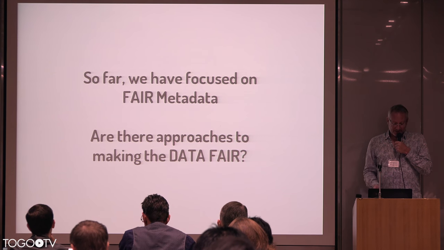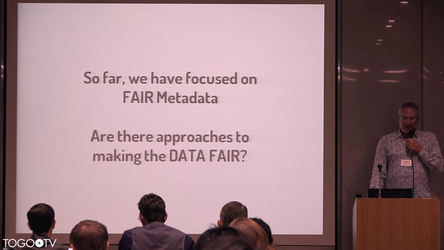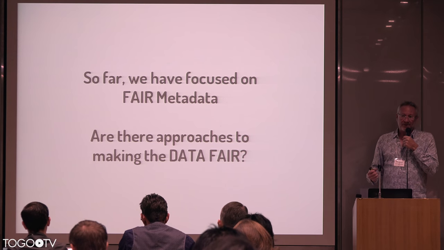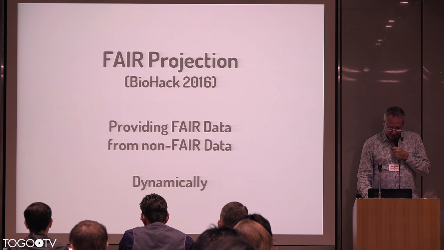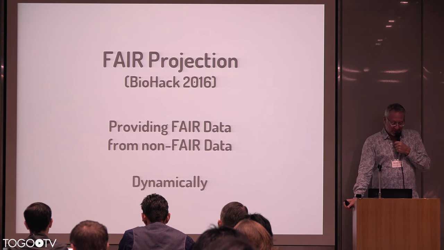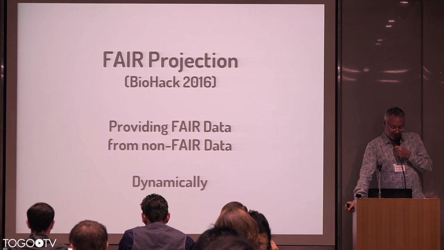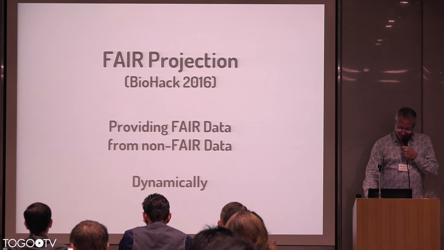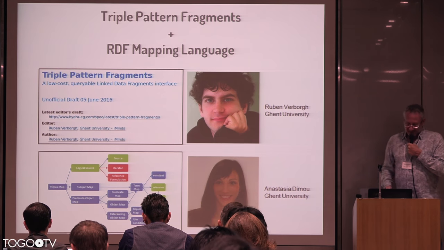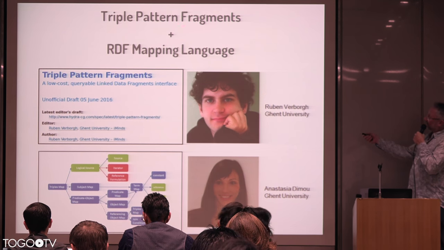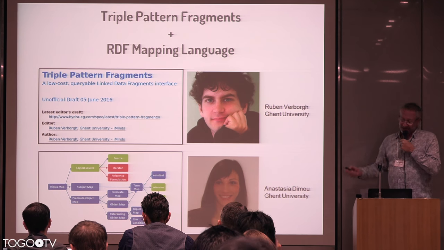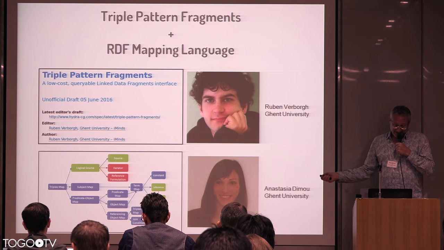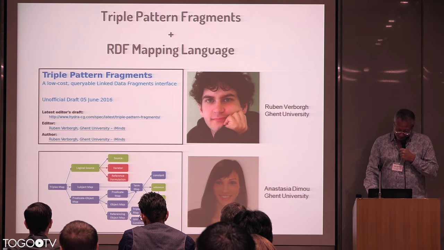Okay, so we focused so far on FAIR metadata, but really the holy grail is data. We really want data to be FAIR. So this was my primary activity last year. It was called FAIR projection, which is providing FAIR data from non-FAIR data dynamically. We used two technologies for this. One is called Triple Pattern Fragments, and the other is RDF Mapping Language. TPF is from Ruben, and RDF Mapping Language is from Anastasia.